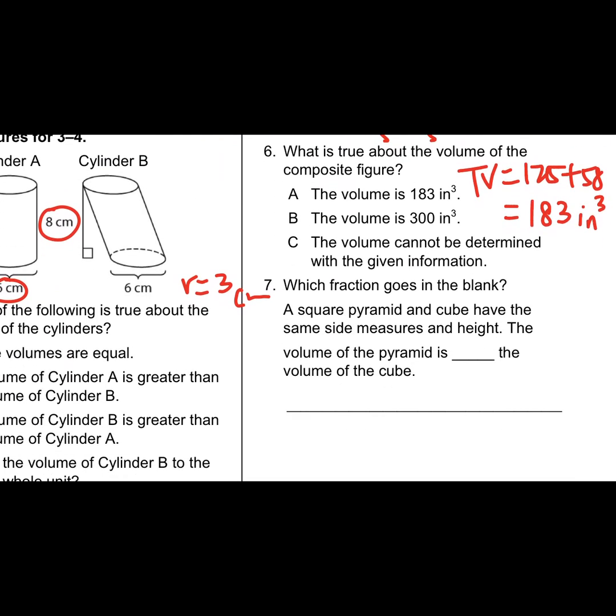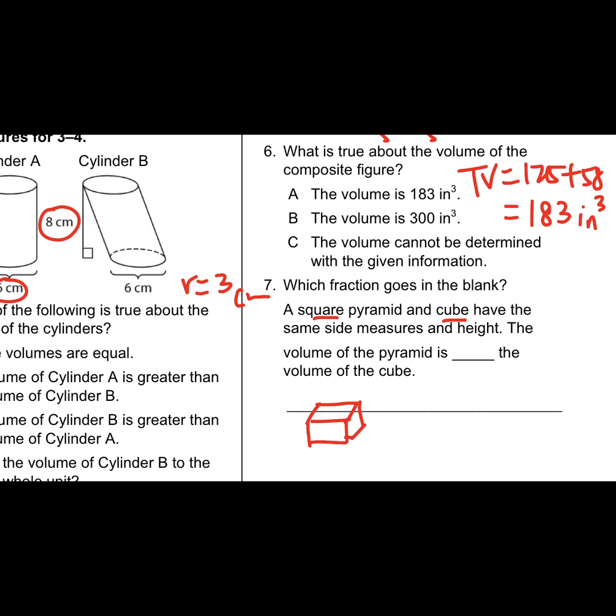Number 7, what fraction goes in the blank? A square pyramid and cube have the same side measures and height, and the volume of the pyramid is blank times the volume of the cube. So we know that for a square pyramid and a cube, they will have the same base.